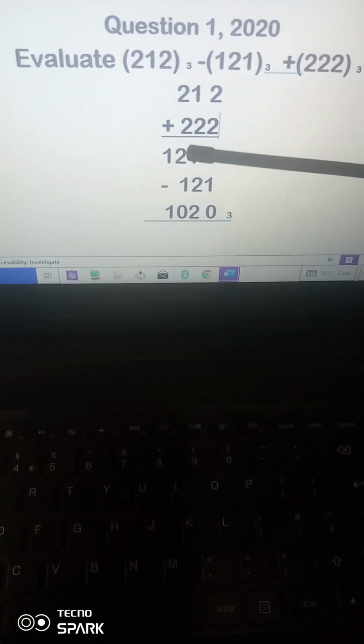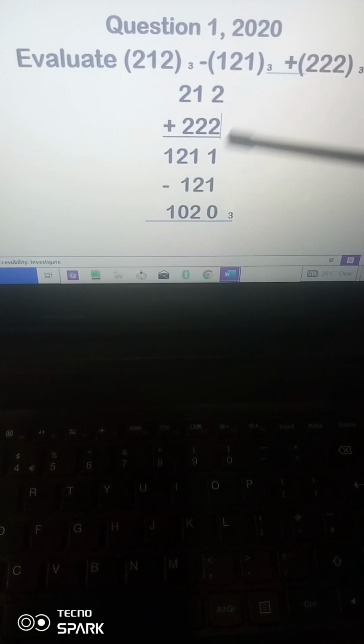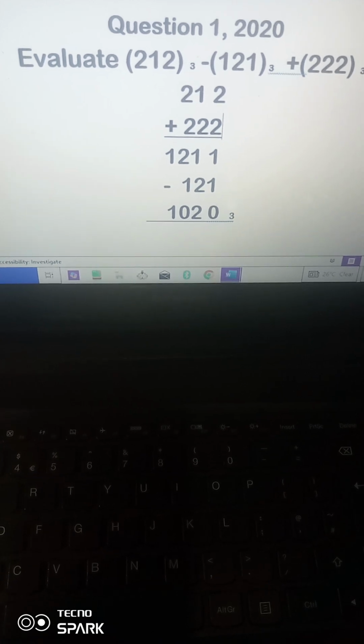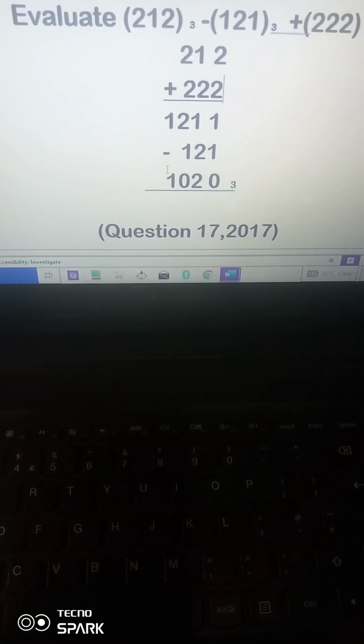So the answer is 1020 base 3. 1020 base 3. That is the answer. Do you have any question? Should I forge ahead? Okay, let's go ahead.